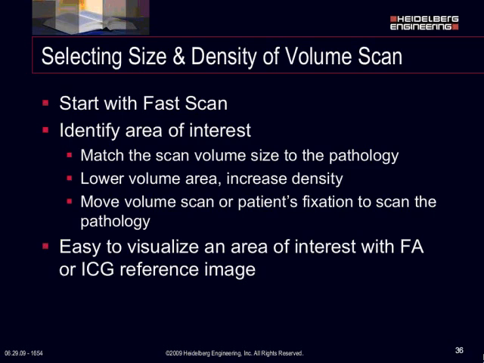Right? And this is really nice and easy to visualize if you're doing a fluorescein or an ICG. So you can really see that specific area of interest. If you have an area that happens to be very hyperfluorescent, you can really choose the proper scan for the pathology, for the area of interest that is either hyper or hypofluorescent.